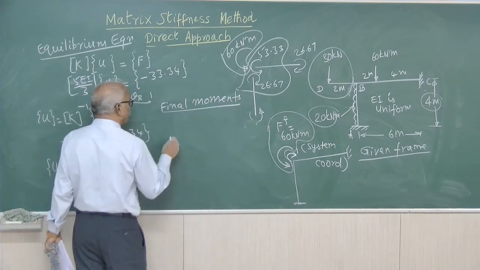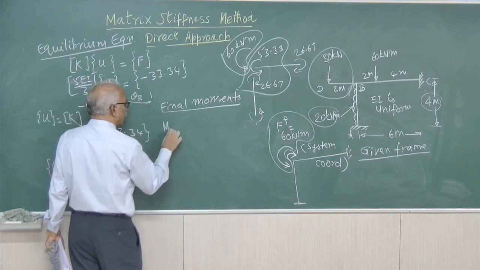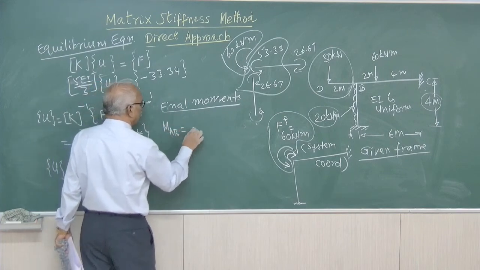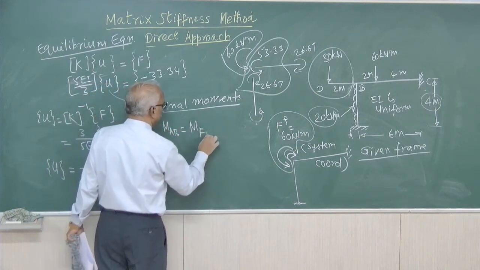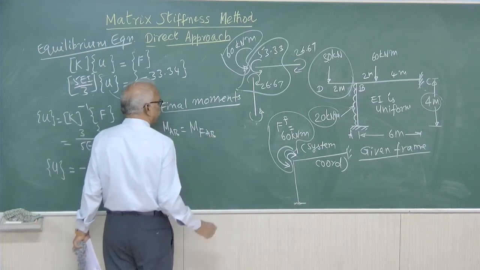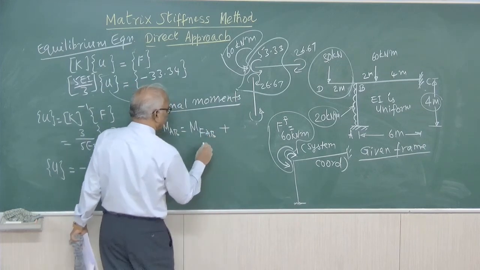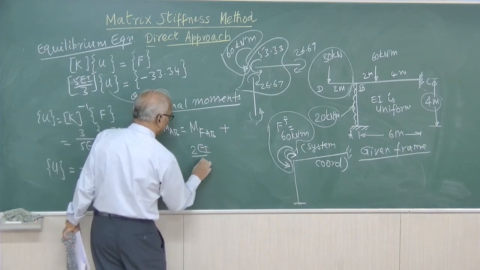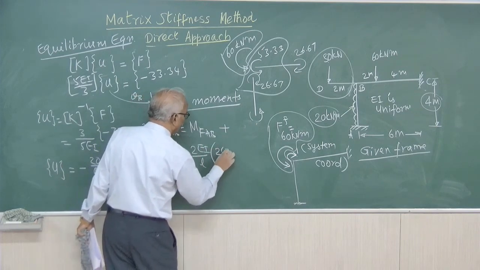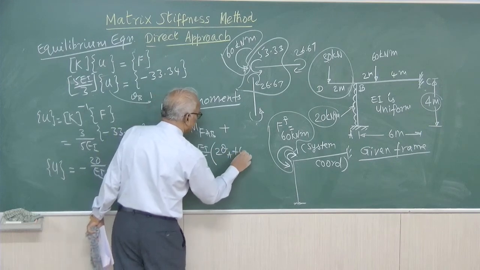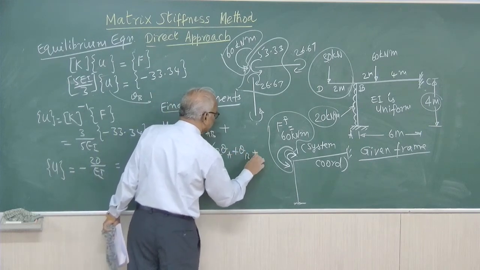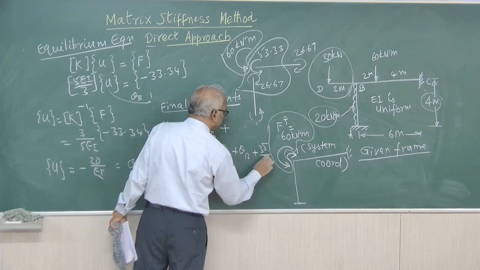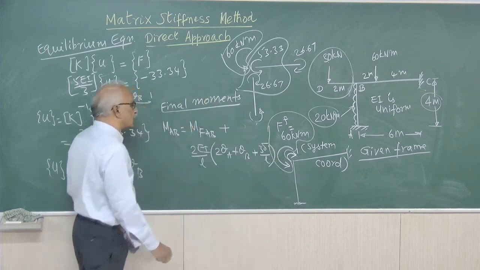I will show only one calculation. Final moment MAB equals M of AB plus 2EI by L into 2 theta A plus theta B plus 3 delta by L, the standard slope deflection equation.